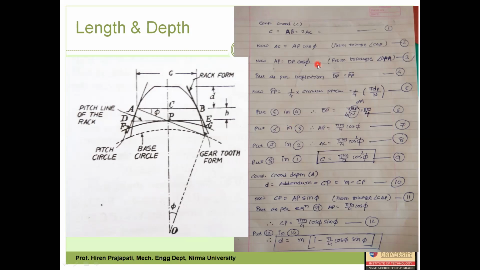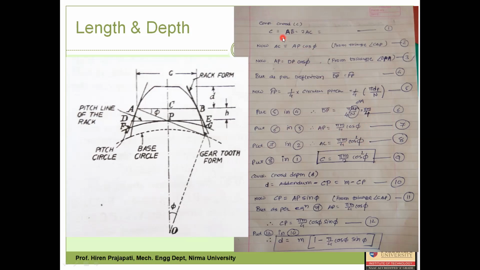Then I get ap. ap is equal to dp times cos phi. So ap is equal to pi m by 4 into cos phi. I got ap. So now let us put the equation 7 value in equation 2. Then AC is equal to AP times cos phi. If I put the value of AP, then I get AC is equal to pi m by 4 cos square phi. So we got AC.